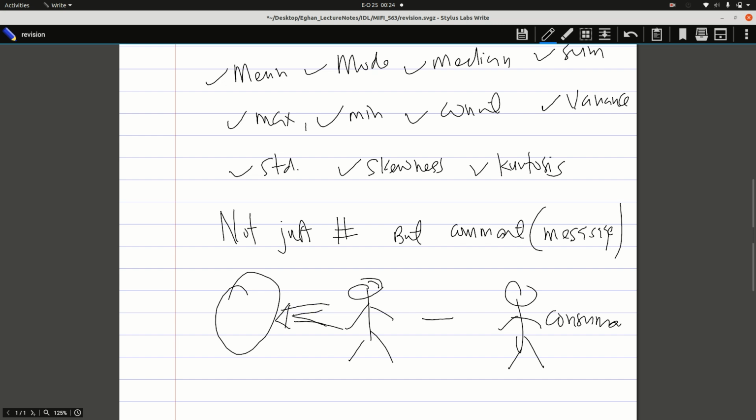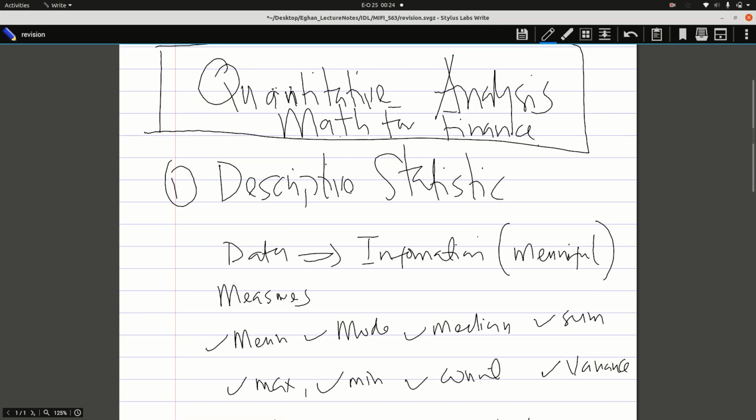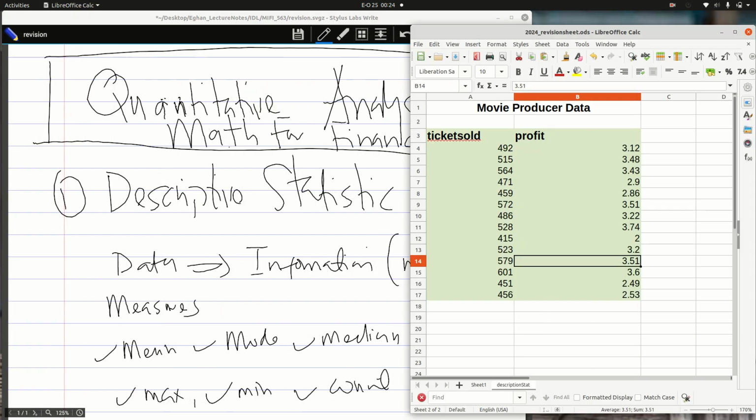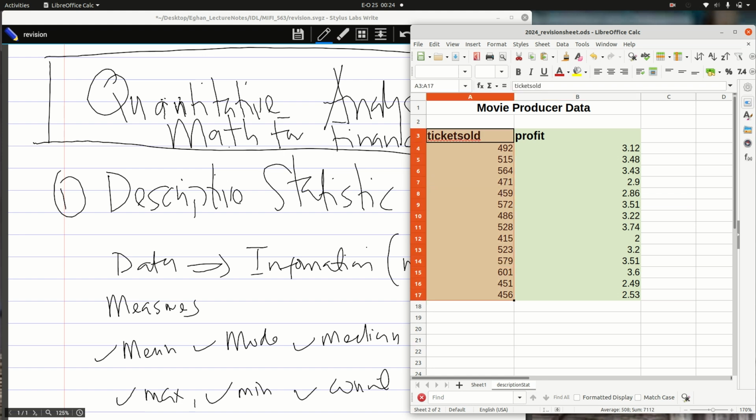Okay, so if I want to use Excel to get all this information, let me quickly do that. I use movie producer data. He has some tickets sold against the profit made on them. Let's say these are daily tickets sold, or throughout his production life, there's a ticket he sold and then a profit. This is not accurate, it's just data to describe something. If I want to find the descriptive statistics, it can be for just the tickets sold or the profit.